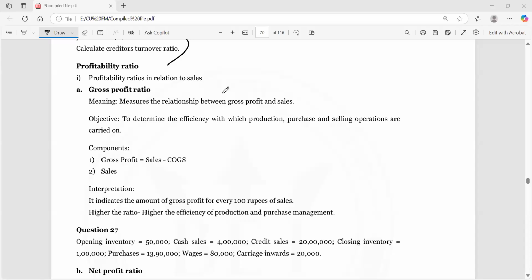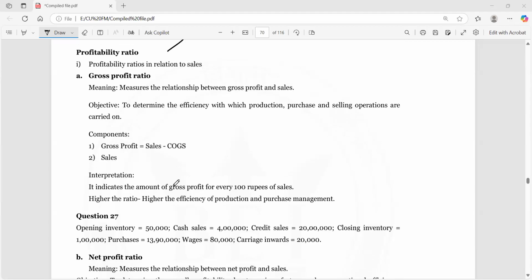Listen. If nothing is given, yes. No sales return, nothing is less. Listen, gross profit. Listen, the final set of ratios. After finishing this, we can start with the questions.